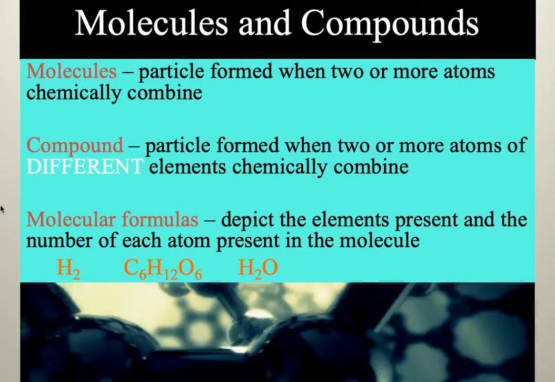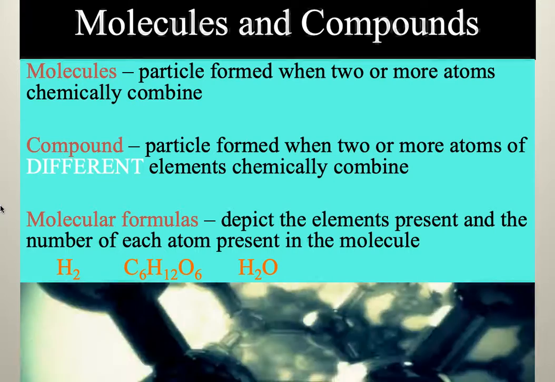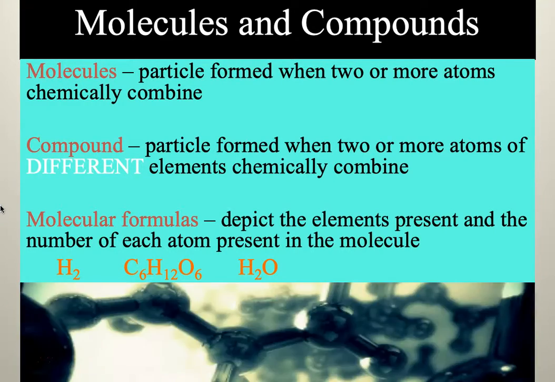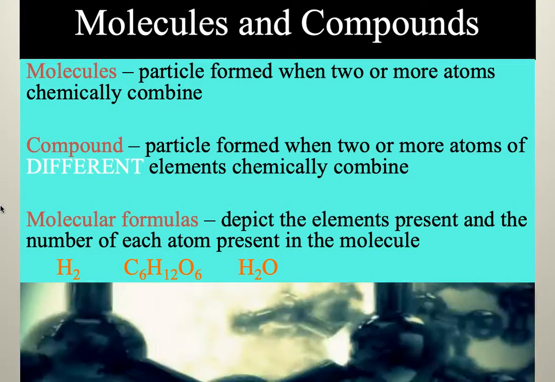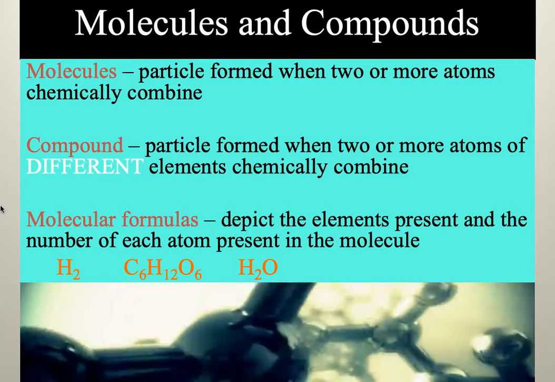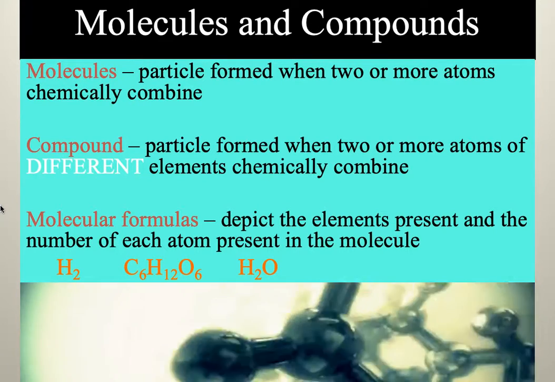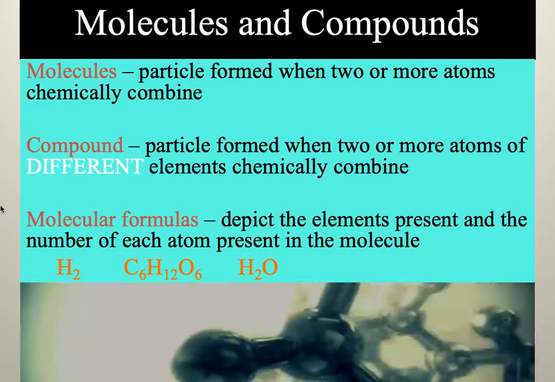Molecules are things that combine when 2 of the same atoms form a bond with one another. Compounds are when 2 different atoms combine with one another. An example of a molecule would be O2, that's oxygen bonded to oxygen. An example of a compound would be NaCl, that's sodium bonded to a chlorine.